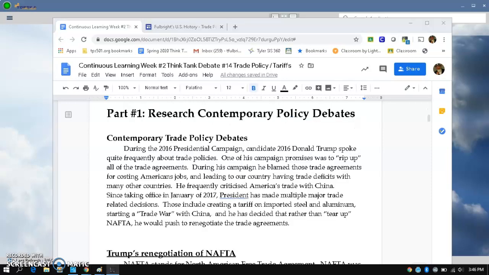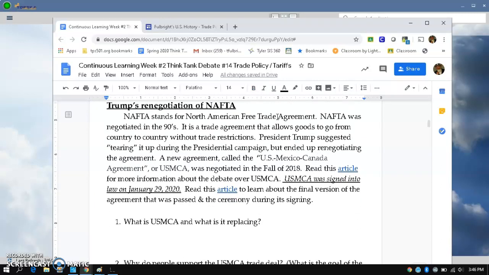You'll find out that trade policy has been debated since the start of our country, but we're going to be talking about most recent trade policy debates. So if you remember back in the 2016 presidential campaign, then candidate Donald Trump spoke frequently about trade policies. One of his promises was to rip up something called NAFTA. You need to listen to this article, it's linked in the assignment, to read about NAFTA, which stands for North American Free Trade Agreement, and its replacement, the USMCA, also known as the US-Mexico-Canada Agreement.